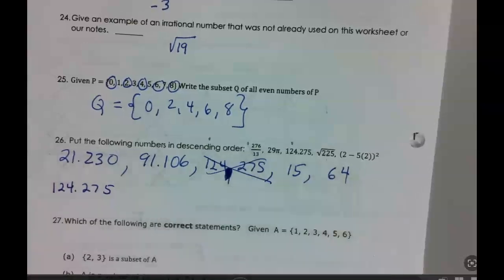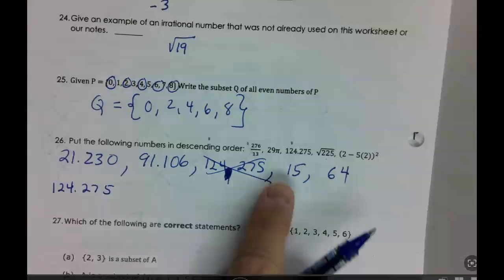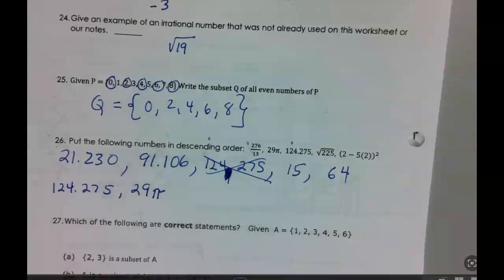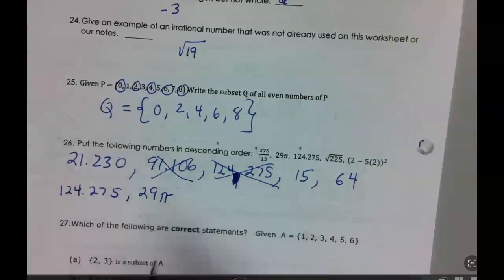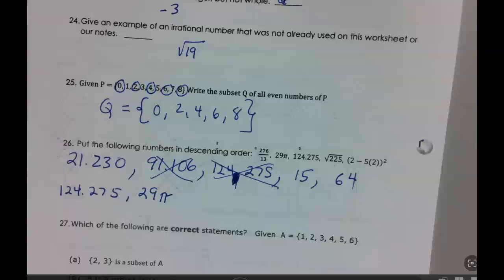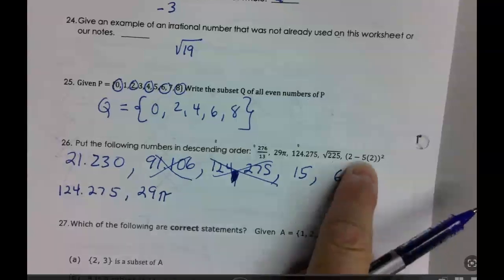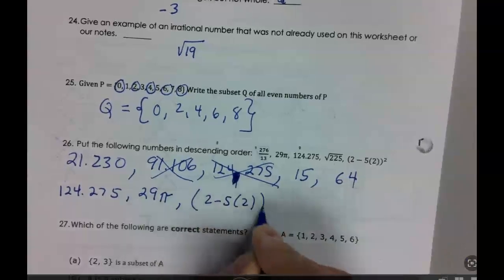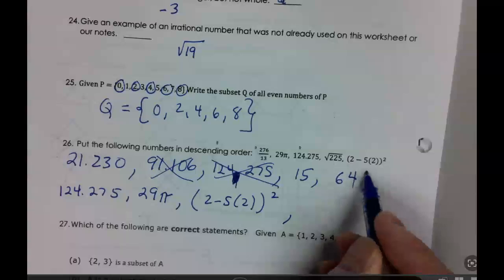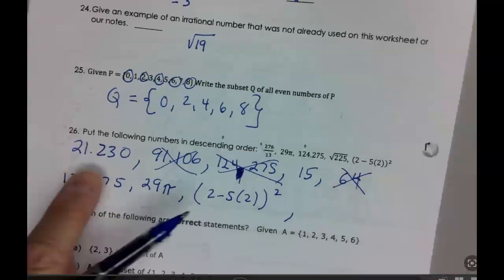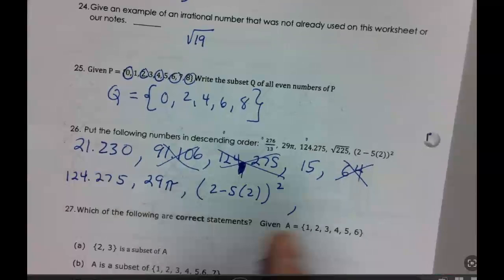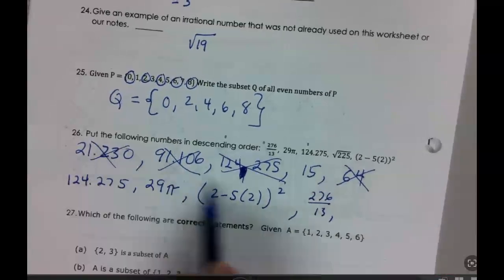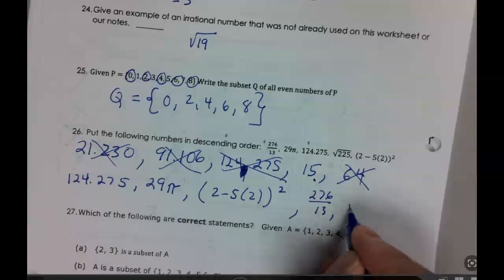And what's next? 91, so that was 29 pi, right? Because remember, you're going to write them back in the original form. So we got that one, don't we? What's next? 64, which is this one, right? 2 minus 5 times 2 quantity squared. It's that one. Then it's this one here, right? Which was 276 over 13. And then what was the last one? 15, which was the square root of 225.